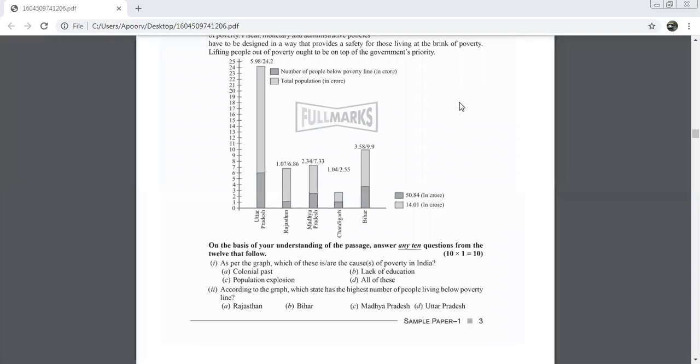What is this graph representing, beta? Total population and below poverty line. Yes. Good. Just observe it. Then we'll start discussing the questions.